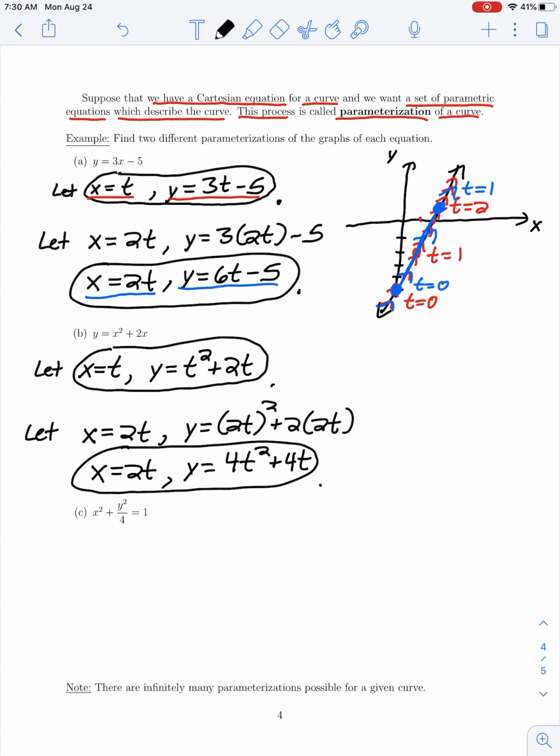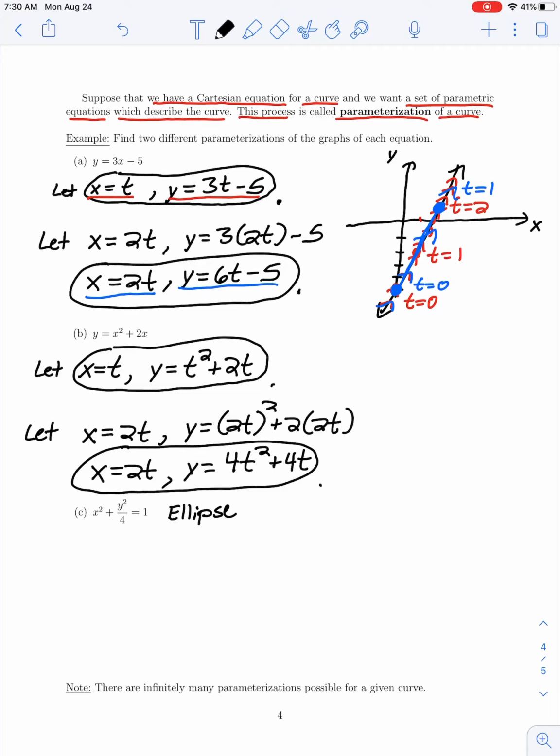Okay, so let's look at another example. In part C, we have x squared plus y squared over 4 is equal to 1. We recognize this as representing an ellipse. And here, there's no nice way to solve for y explicitly. We could solve for y, but we end up having y equal to plus or minus the square root of an expression. So it may not be as easy to parameterize as in parts A or B.